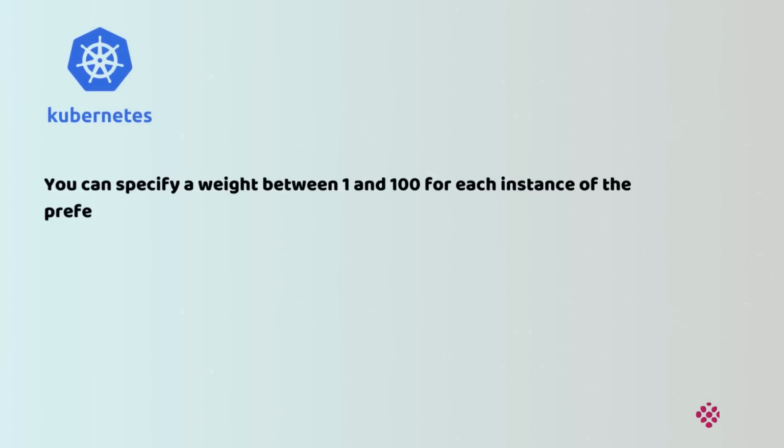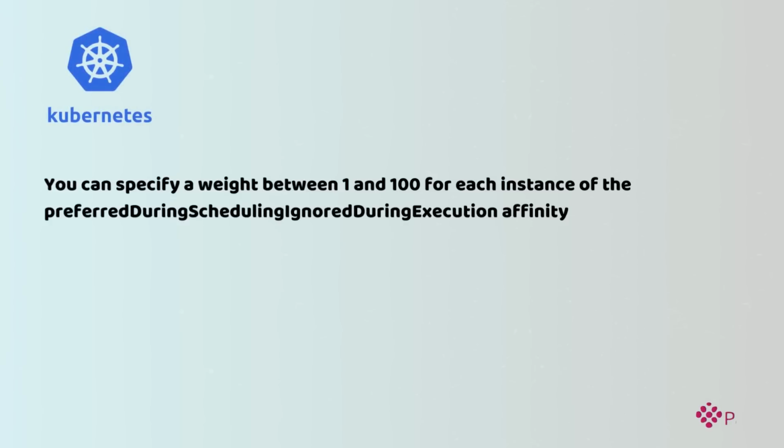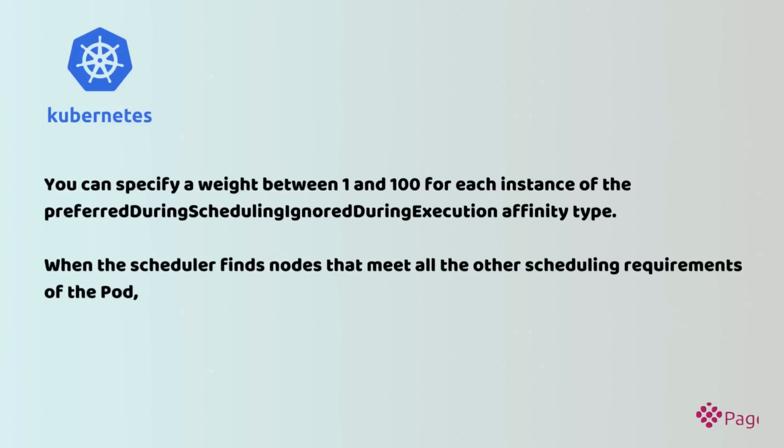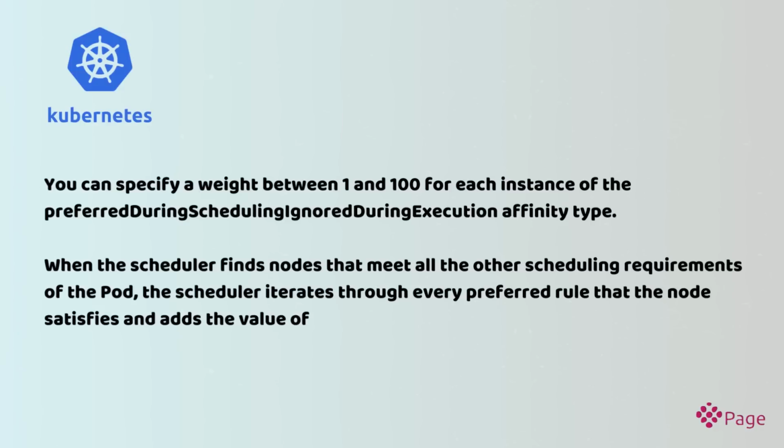You can specify a weight between 1 and 100 for each instance of the preferredDuringSchedulingIgnoredDuringExecution affinity type. When the scheduler finds nodes that meet all the other scheduling requirements of the pod, the scheduler iterates through every preferred rule that the node satisfies and adds the value of the weight for that expression to a sum.